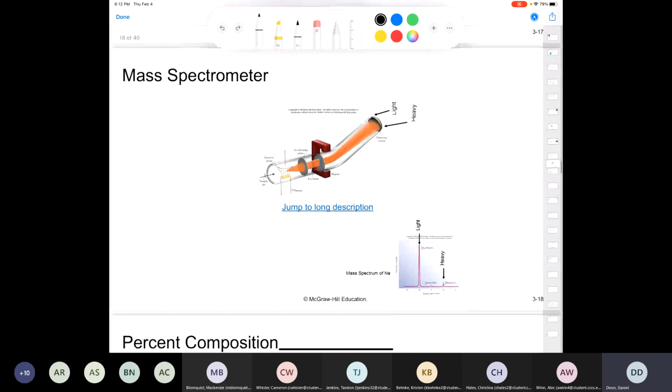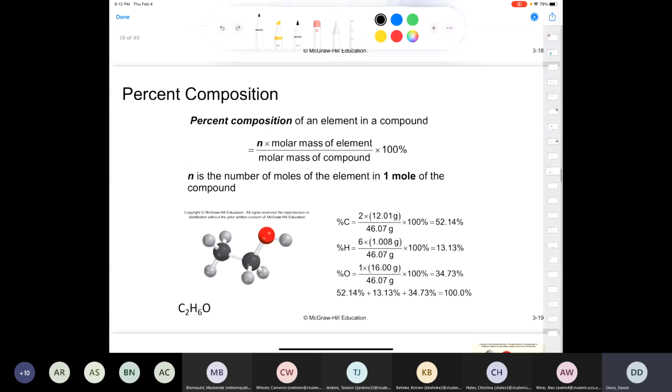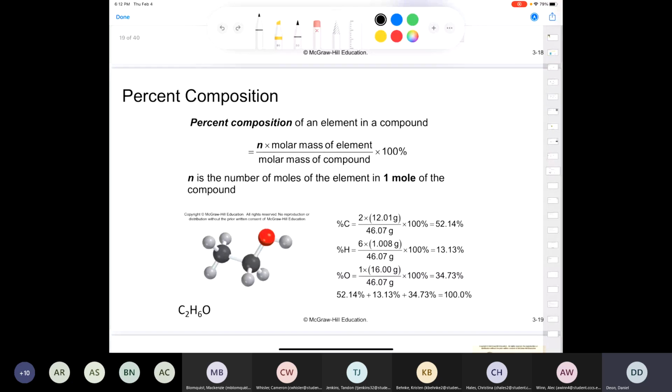I'm going to skip the part about mass spectrometry. You can read that if you want. I'm not going to ask you anything about that. And let's talk about what's called percent composition.